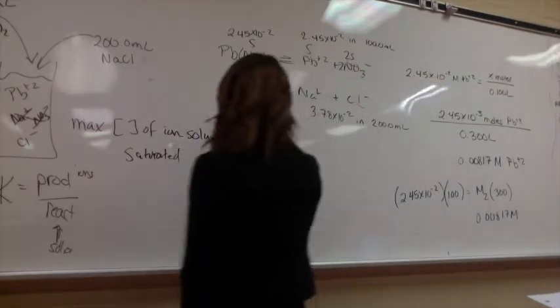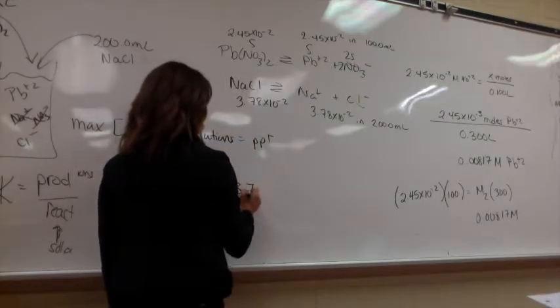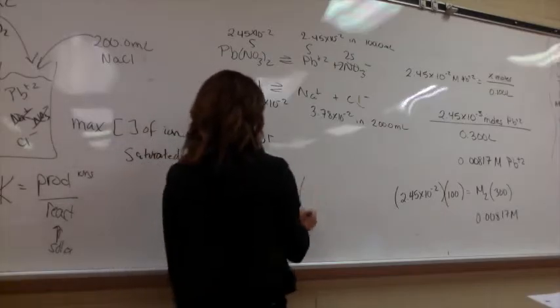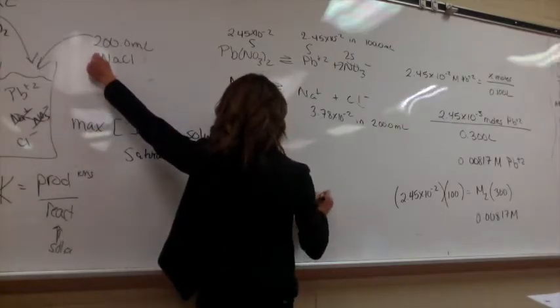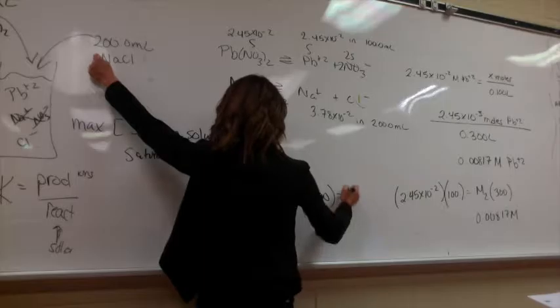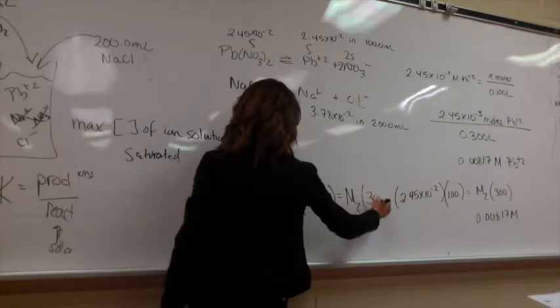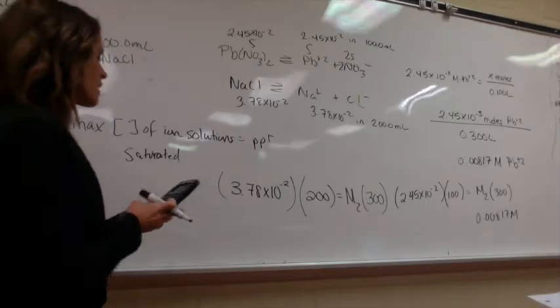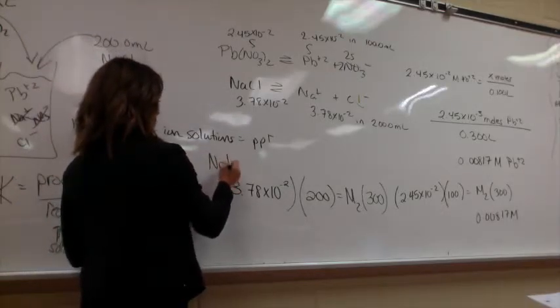So you choose which technique you want to use. Maybe you want to do the dilution, M1V1. So sodium chloride was originally 200 milliliters. Now I'm going to find M2, and the V2 is total 300. So this is for sodium at this point.